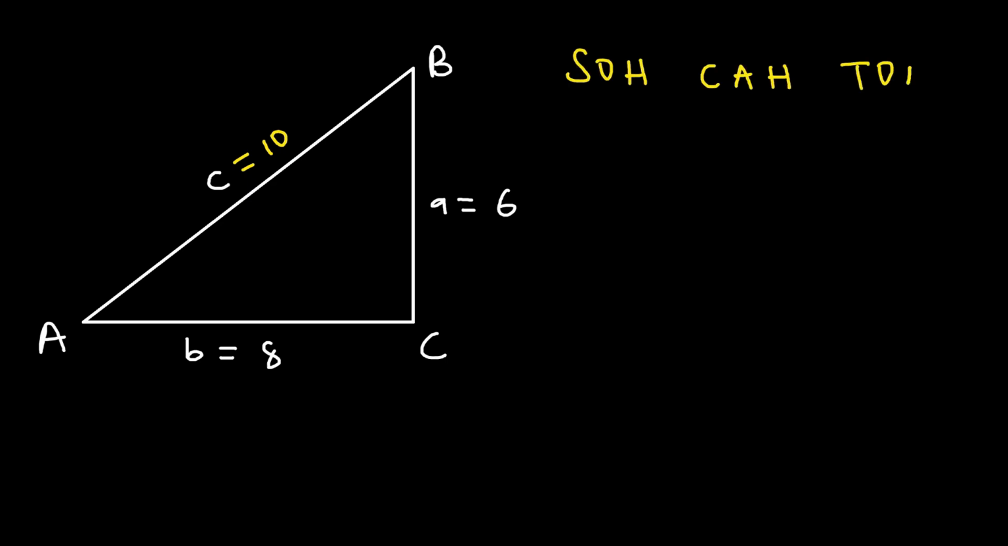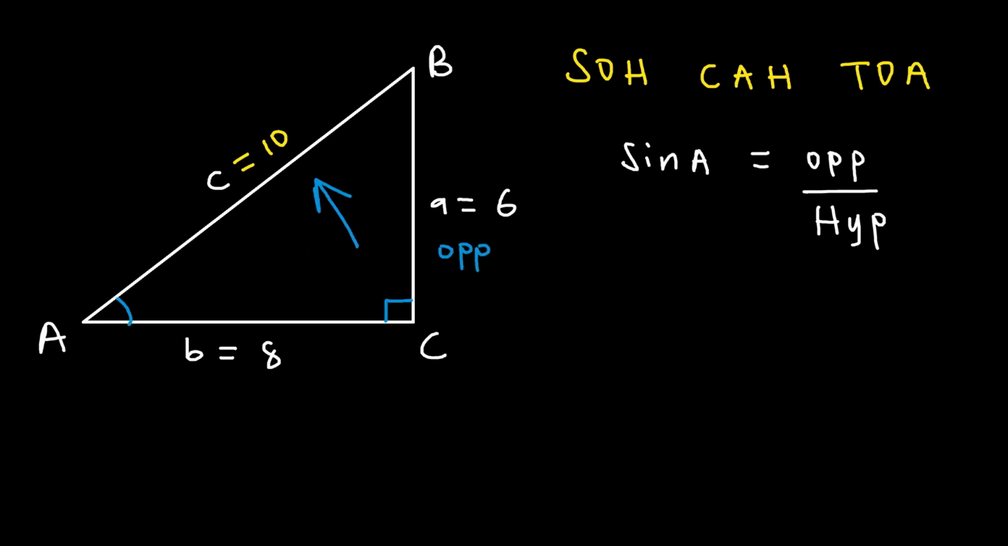For the sine of A we shall use this. So we shall have the sine of A equaling to the opposite divided by the hypotenuse. Now in this case the opposite is the side opposite angle A. So side A is the opposite. And then the hypotenuse is the side across the right angle. Therefore side C is the hypotenuse. And then the adjacent is the side across angle B. So side B is the adjacent.